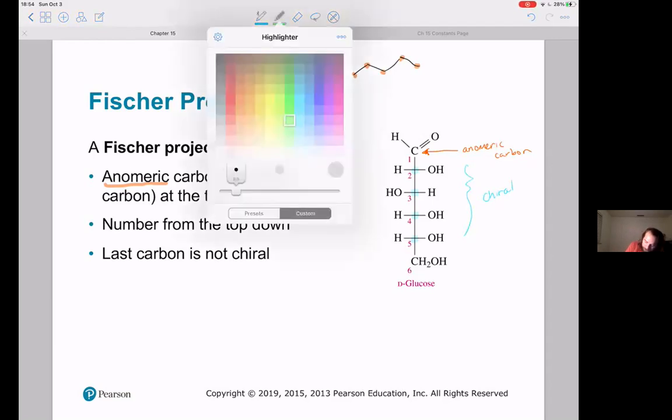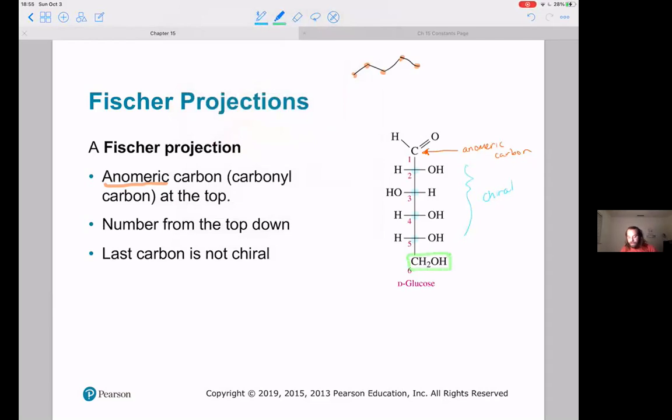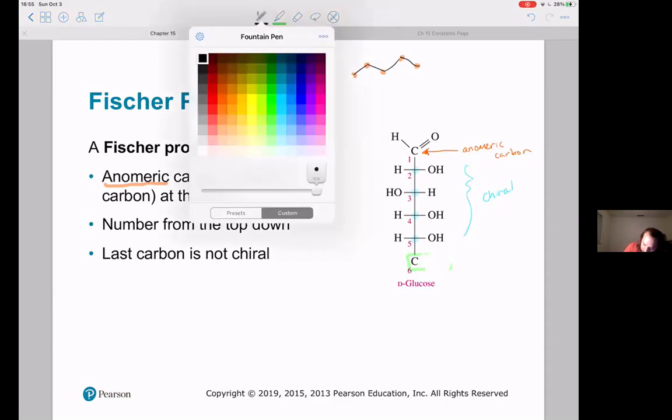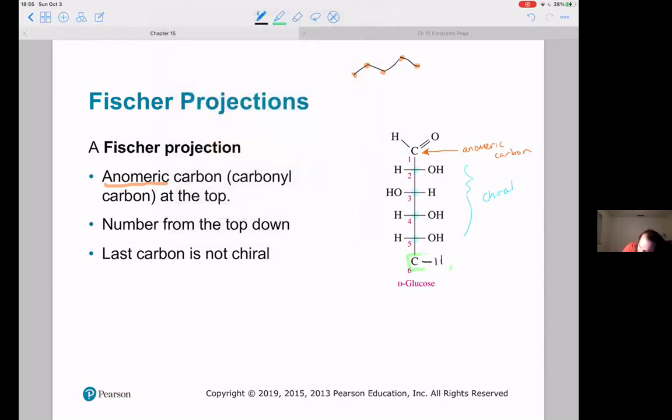The last one doesn't get that same skeleton-like structure because it's an achiral carbon. So it's just left as CH2OH. So the last carbon is always achiral, and so it's usually not included in the structure. I will say I've seen on an ACS exam them try to be tricky and show you something like this: H, H, OH. Typically though, that's a weird format. You almost never see that. You will always see it as CH2OH, and that's again that last achiral carbon.